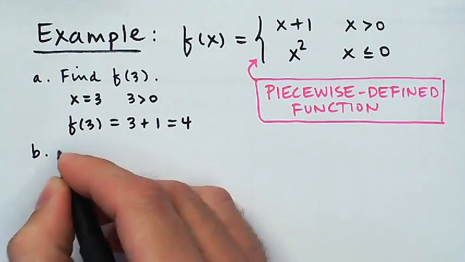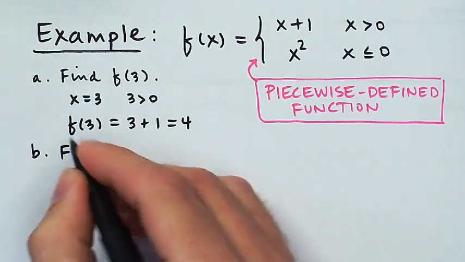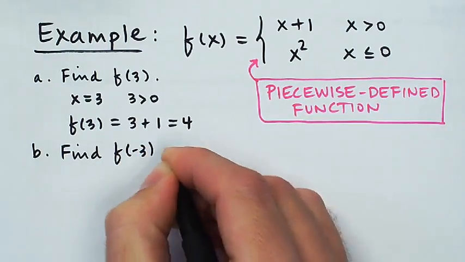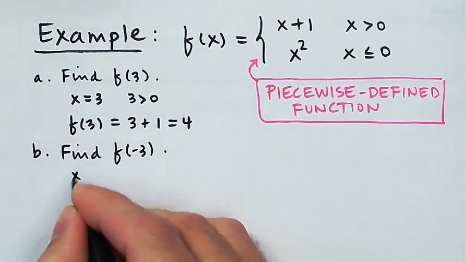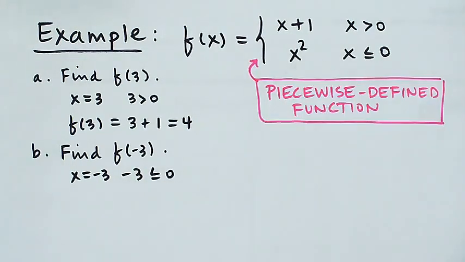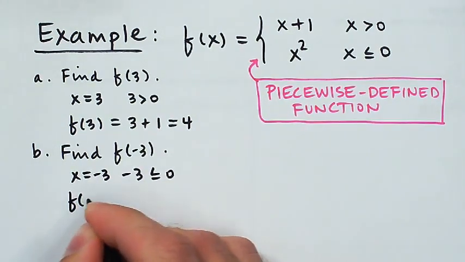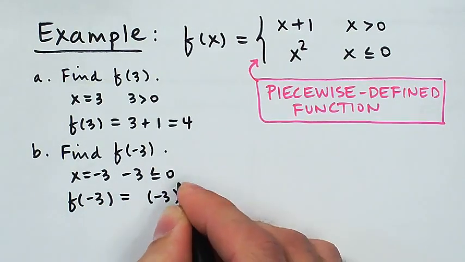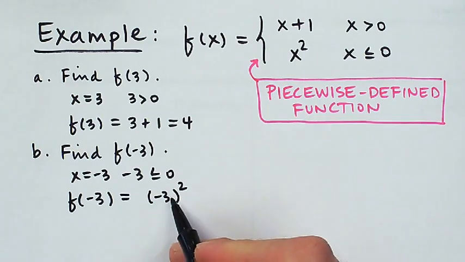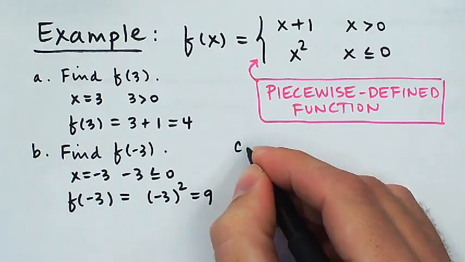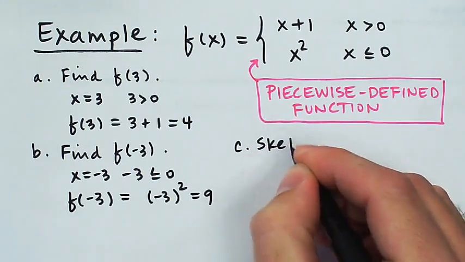And if you were asked something like, okay, what's the value of f of negative 3? We'd say, okay, we're plugging in x equals negative 3, and negative 3 is less than or equal to 0, so I'm going to follow the x squared rule. F of negative 3 is equal to the square of negative 3. Remember, if we're plugging in negative 3, we're squaring the negative and the 3, and that's going to be positive 9. And then I might ask you to sketch the graph of f.